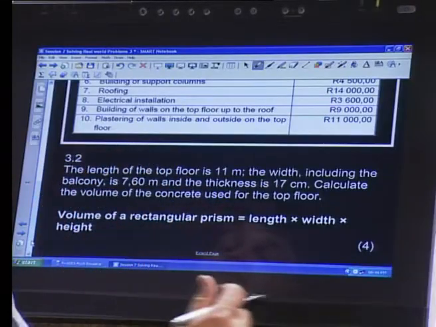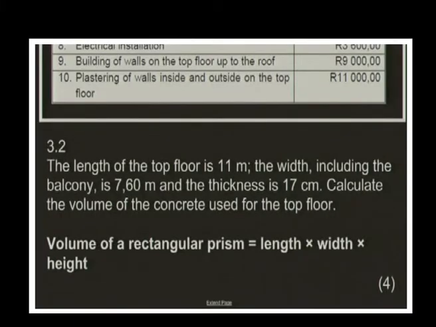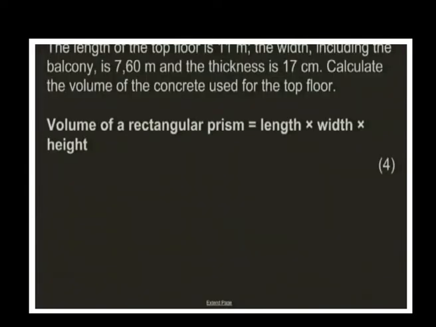Next part of the question says, the length of the top floor is 11 meters. The width, including the balcony, is 7.60 meters, and the thickness is 17 centimeters. Calculate the volume of the concrete used for the top floor. And then it goes on and gives us an equation. We've got an equation. What do we do with it? We use it. Why? Because we got it.